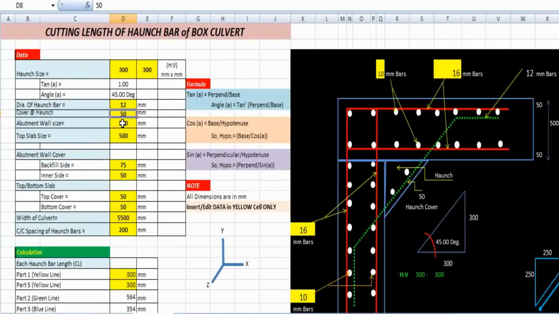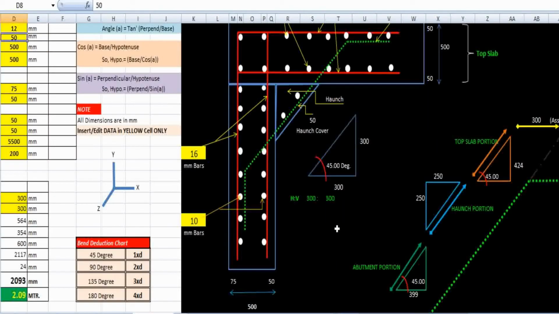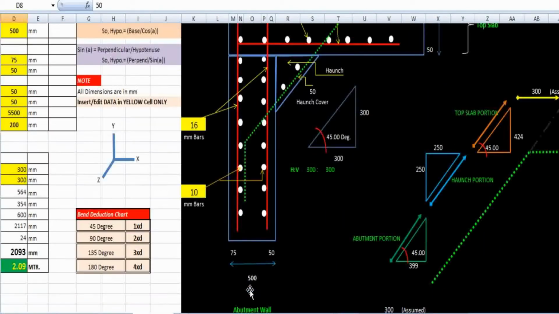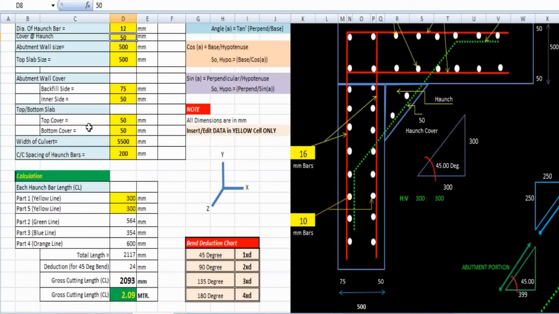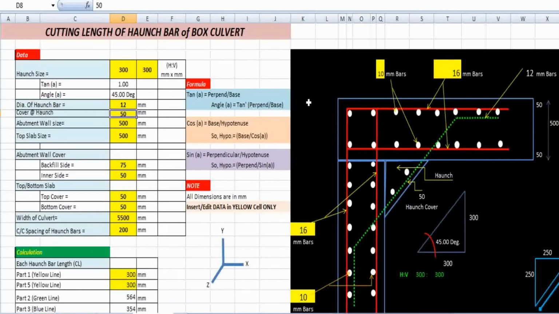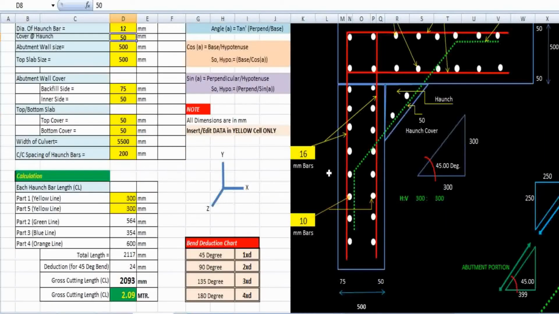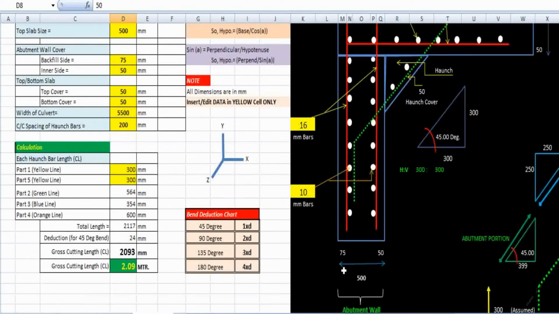Next, the abutment wall size and top slab size, that is 500 mm and 500 mm. I have mentioned all of it here. Here is the abutment wall size of 500 mm and here is the top slab size of 500 mm. Next, the abutment cover from the backfill side. This side is the backfill side, where the abutment wall is in contact with the ground soil. So here the cover must be given as 75 mm. Okay, so here the cover is 75 mm.